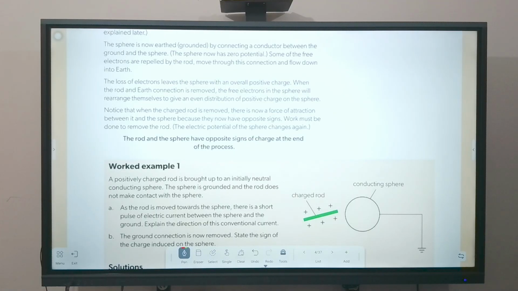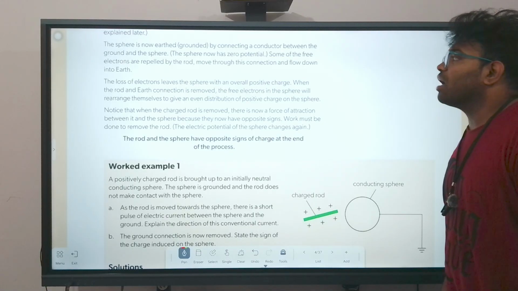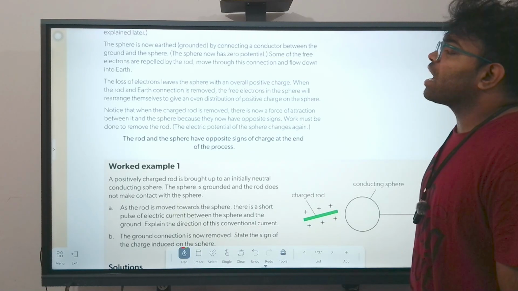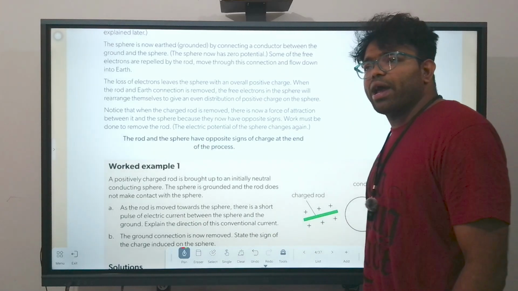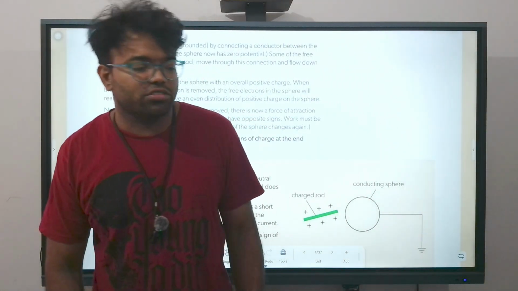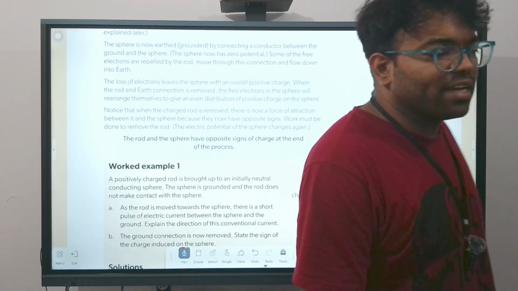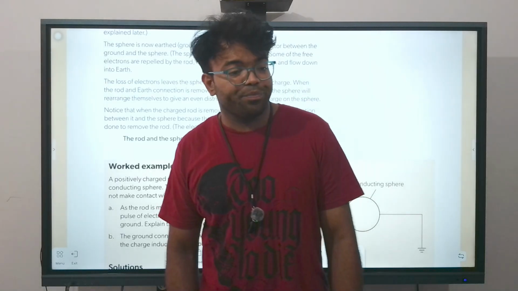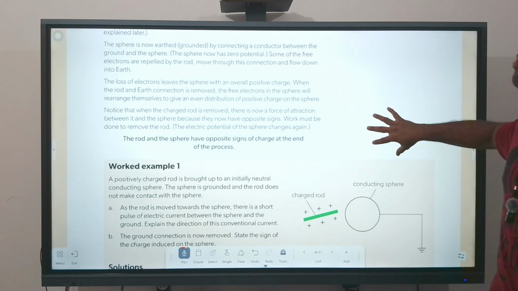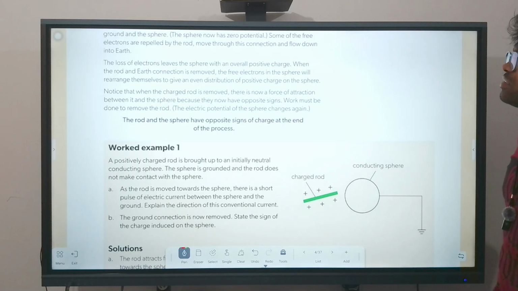The sphere now has zero potential. Some of the free electrons are repelled by the rod, move through the connection and flow down to the earth. So the earth has now absorbed the excess electrons, leaving behind only positive charge on the sphere. The loss of electrons leaves the sphere with an overall positive charge.